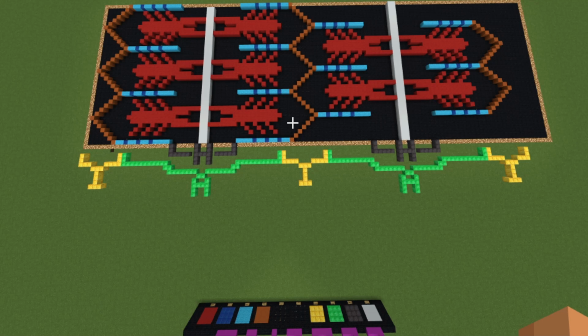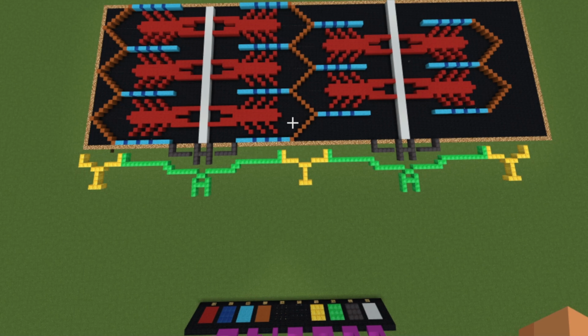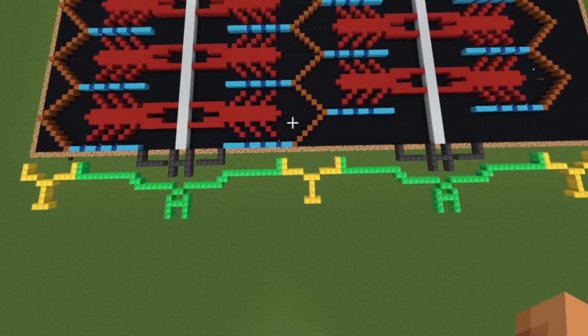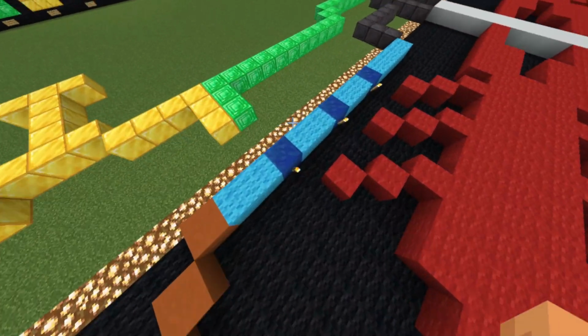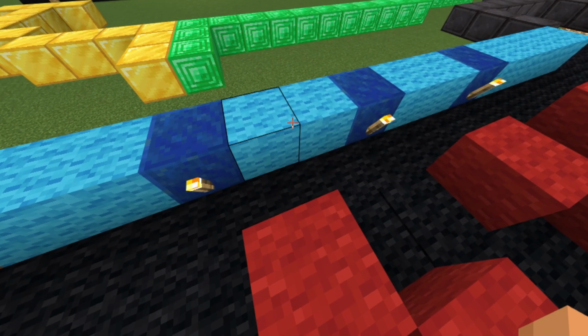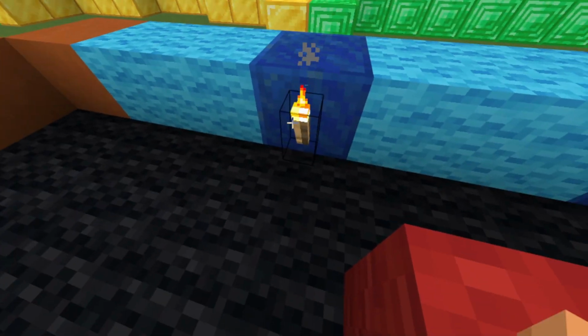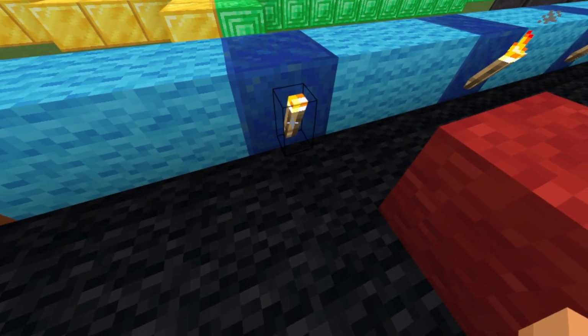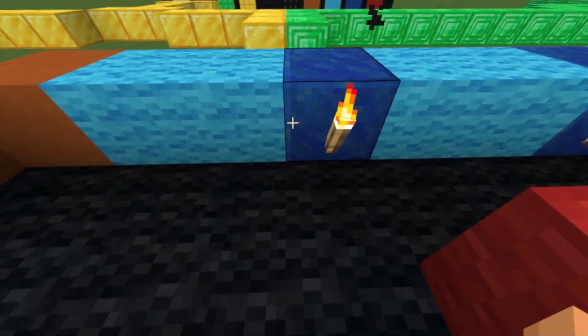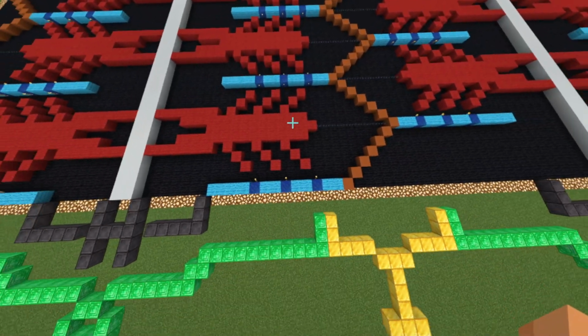The thin filament, actin: the actin filaments are not actively interacting with myosin. The binding sites on actin are covered by tropomyosin, preventing cross-bridge formation. So we can see that. This blue wool represents the actin, and these torches represent the tropomyosin, preventing cross-bridge formation. So, the regulatory proteins.